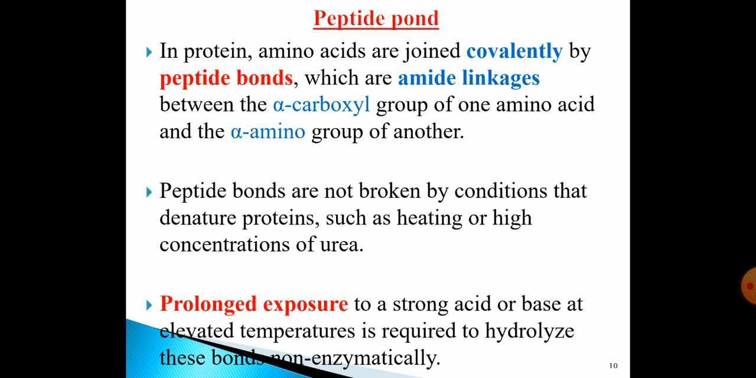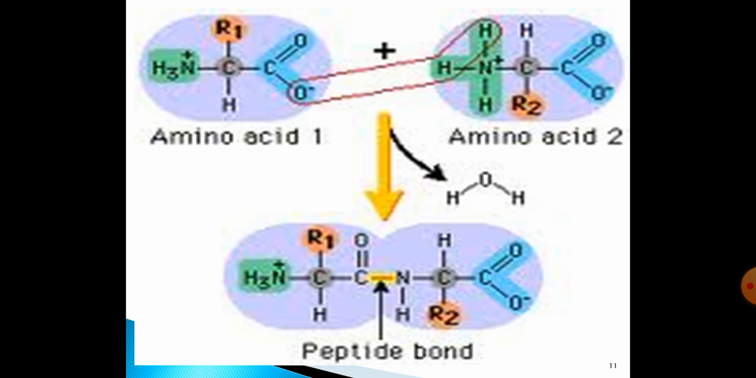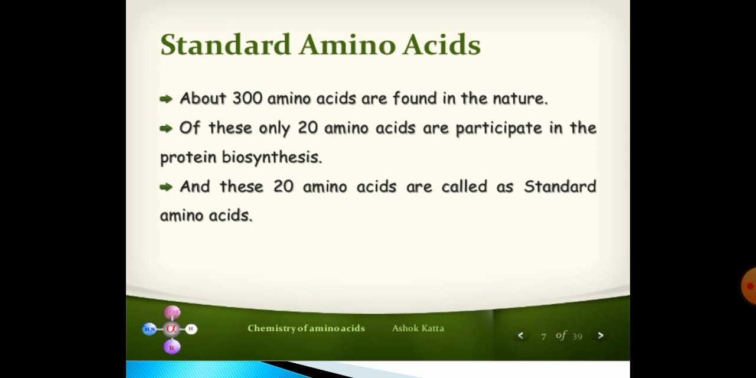Breakdown of the peptide bond is difficult, but sometimes it can be done. When we use a strong acid or base, we can break down the peptide bond. And that is how the peptide bond joins two amino acids. I already talked about this.